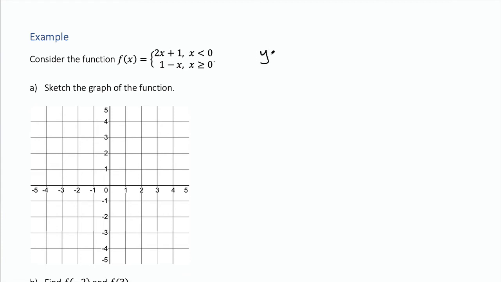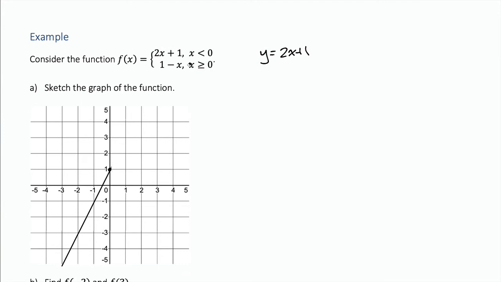If we were to think about, say, y equals 2x plus 1, that's a line with a y-intercept of 1 and a slope of 2. So I could draw that whole function, and that's certainly doable, right? However, we are only using that function when x is less than 0. In other words, we're not going to use the right side of this graph. When x is greater than 0, over here to the right, we don't have this line. So we're going to go ahead and get rid of that.